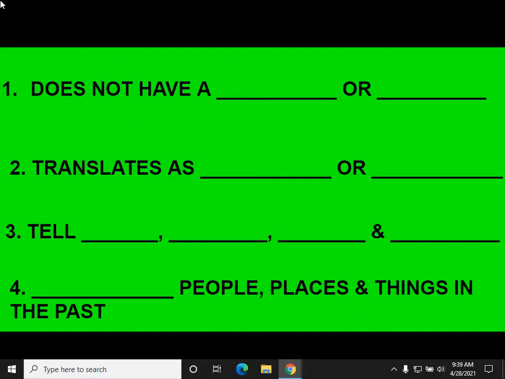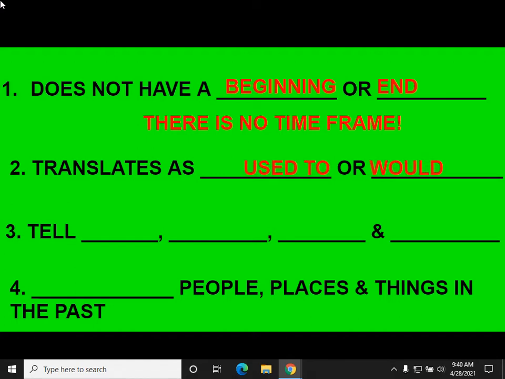The imperfect verbs, it does not have a beginning or an end. Okay, there is no time frame on this verb. So when I say I used to visit my grandma, it doesn't say when that happened. It gives the idea that it happened more than once. When we translate a verb that's in the imperfect, it translates as used to or would. Like I used to visit my grandma or I would visit my grandma.